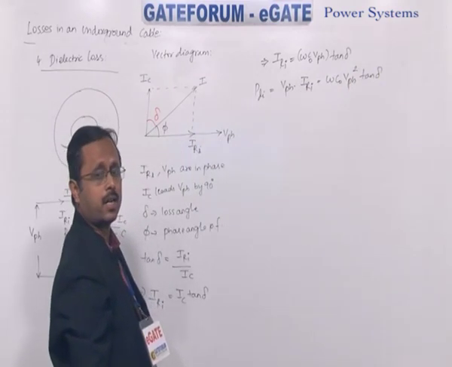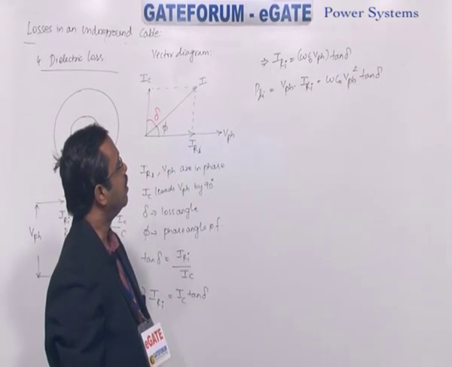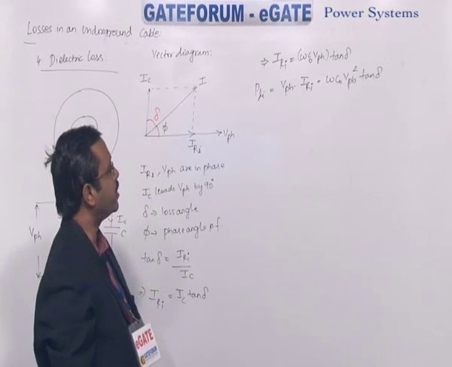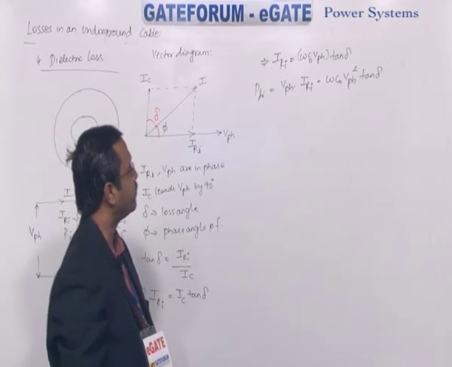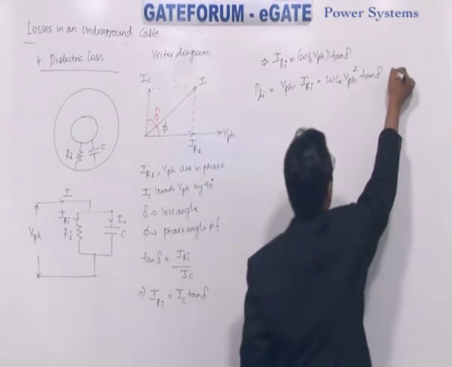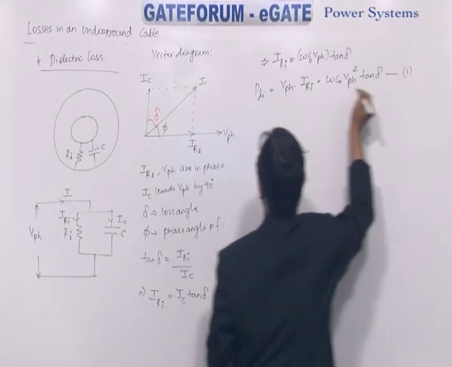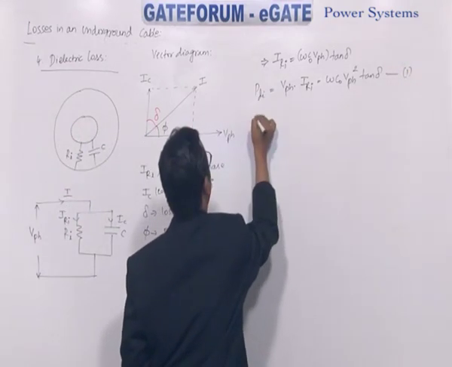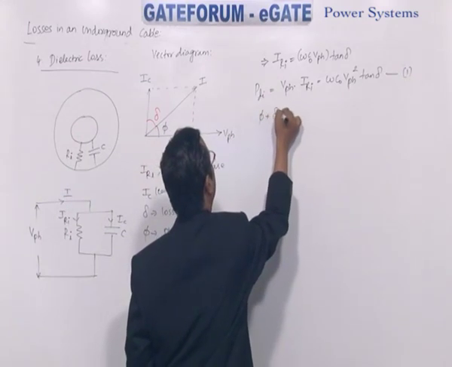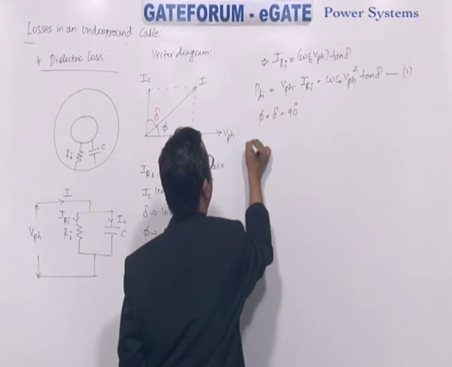This is the dielectric power loss: omega C naught V phase square tan delta. This is the formula to find the dielectric power loss. Also, you can check from the vector diagram that phi plus delta is 90.